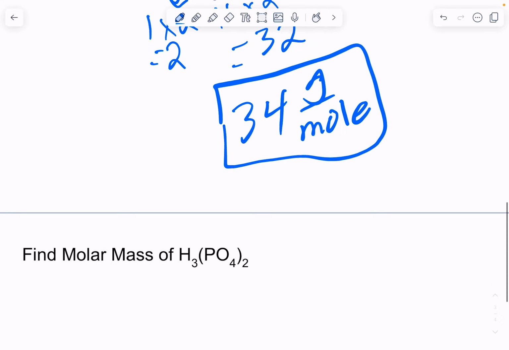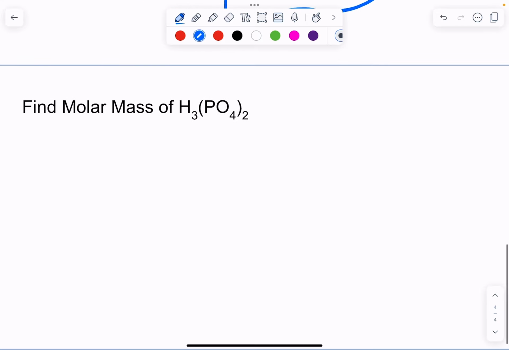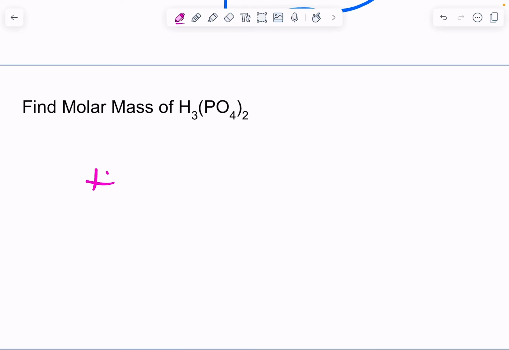Okay, looking at one more example. This one looks a little more complicated, and it is, but that's okay. We're going to break it down. First off, we have 3 different elements. We have hydrogen, we have P, phosphorus, and we have O, oxygen. Okay, those are my 3 elements in this. Now, there's a lot of subscripts, and sometimes we get confused on which subscript goes to which number.